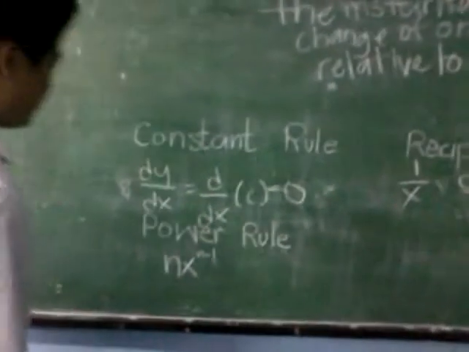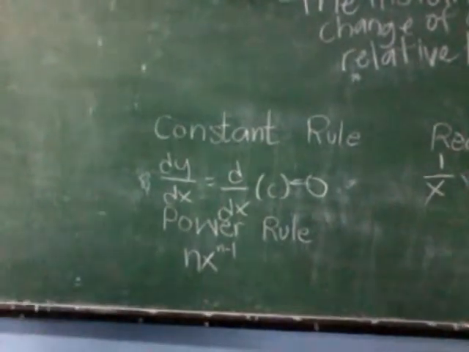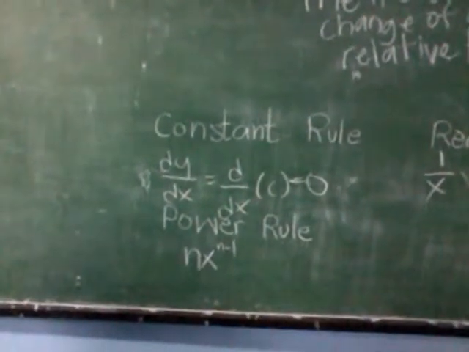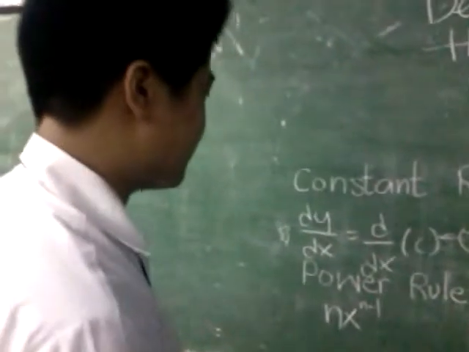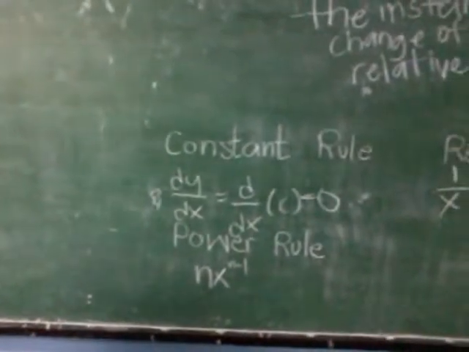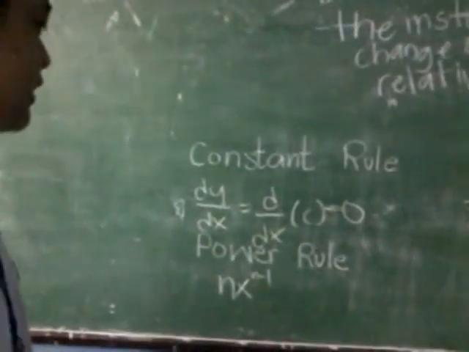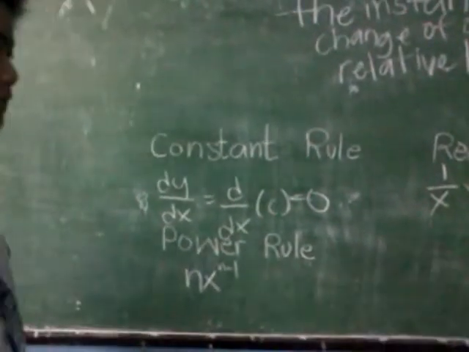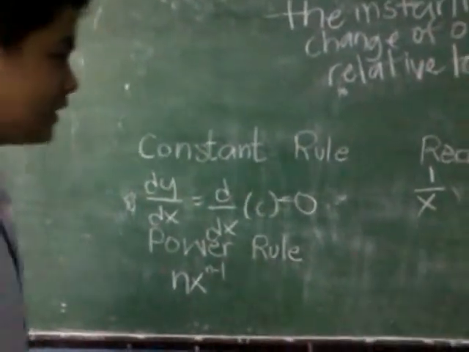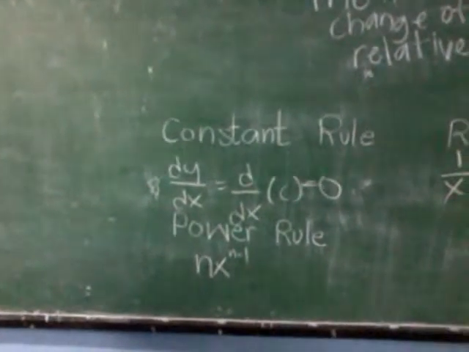First is the constant rule. It states that dy over dx is equal to d over dx of a constant, which is equal to 0. It sounds and looks complicated, but its meaning is all constants should be equal to 0. For example, pi and 1 are equal to 0 because they are constant numbers.